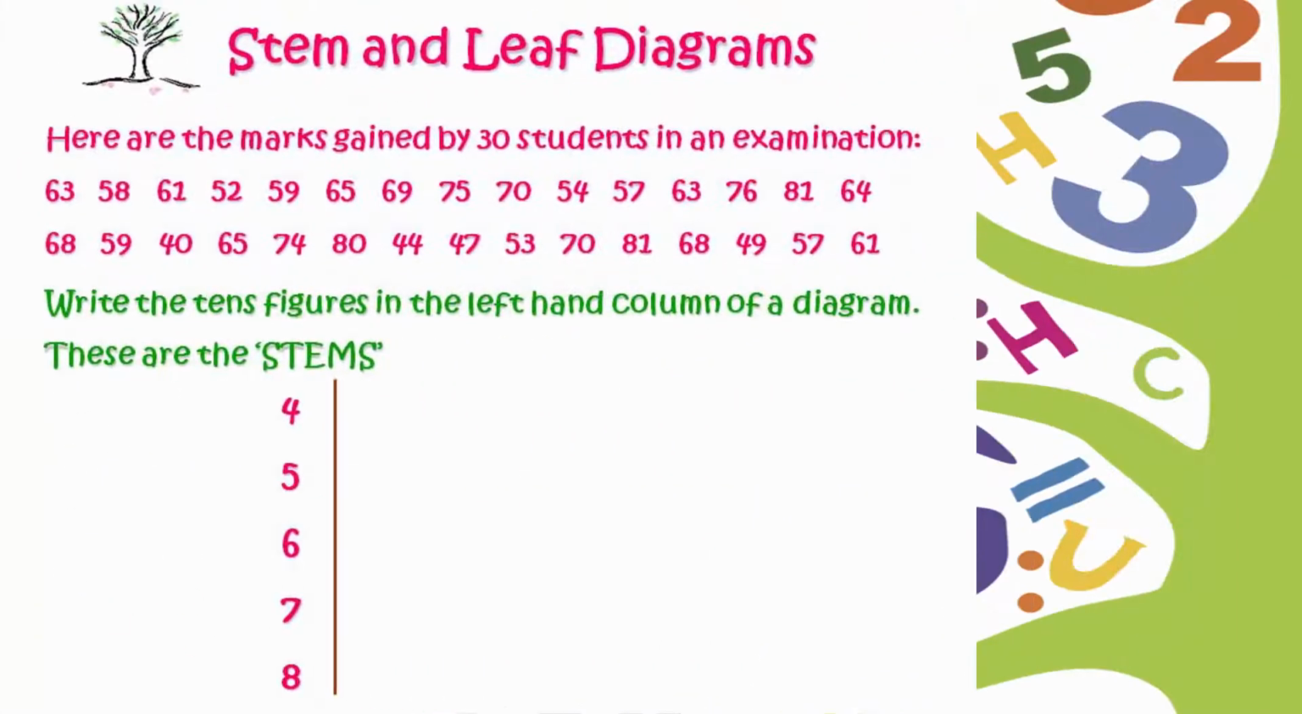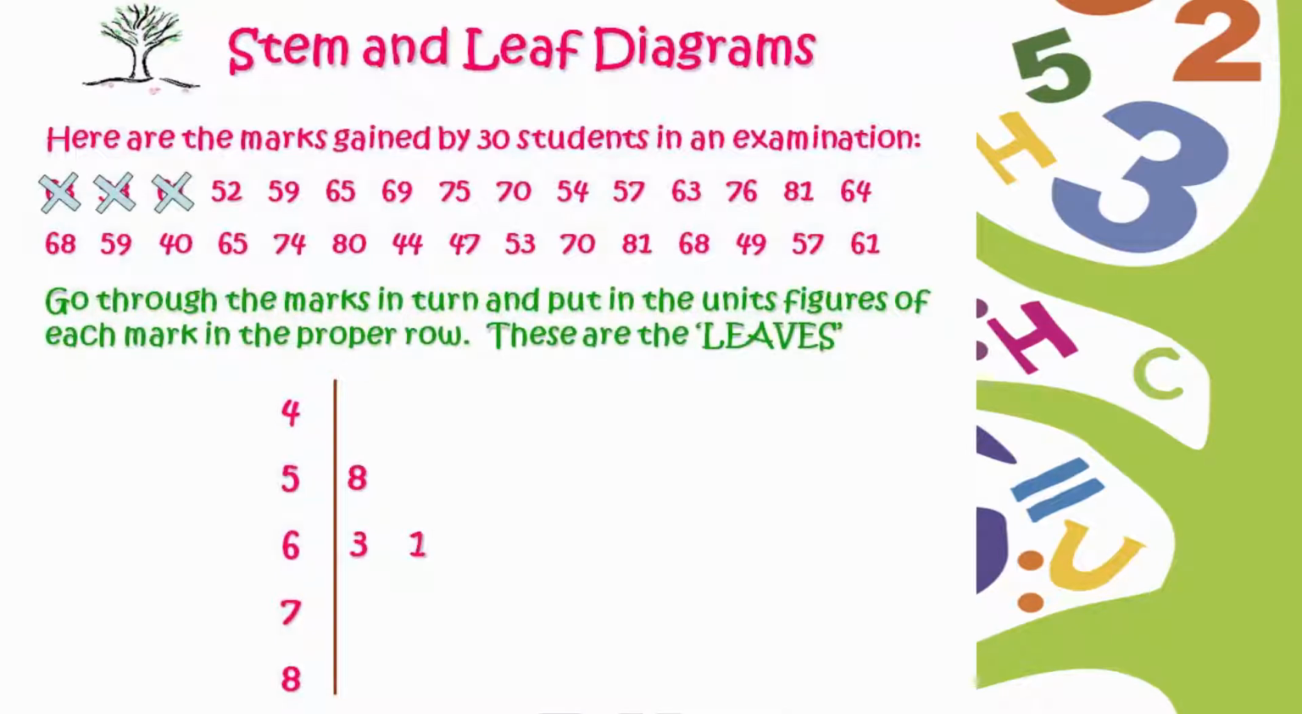In this example, you can see that students have been given a list of numbers. All of the numbers consist of a 10 and a unit. So in this case here, the 10s will go into the stem and the units will go into the leaf. After they have all the numbers in the stem, they need to start crossing off each number and placing the unit with its corresponding 10.